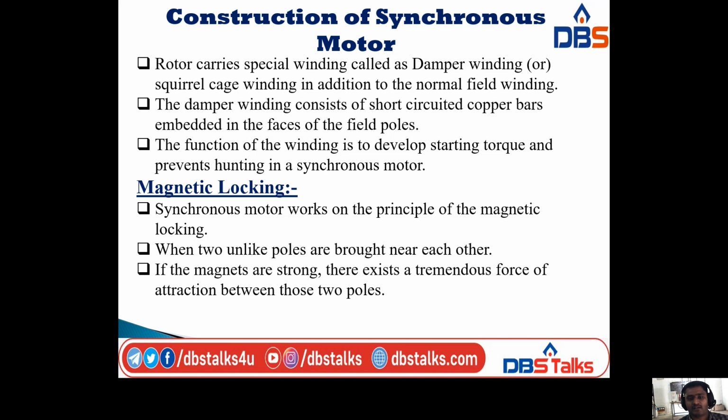The damper winding consists of short-circuited copper bars embedded in the faces of the field poles. The function of the damper winding is to develop starting torque and prevent hunting in a synchronous motor. So these are the construction details of the synchronous motor.